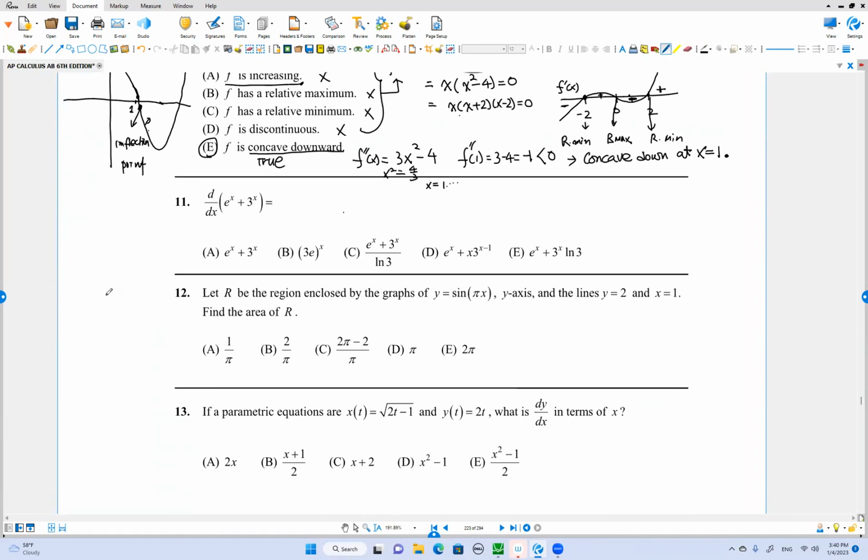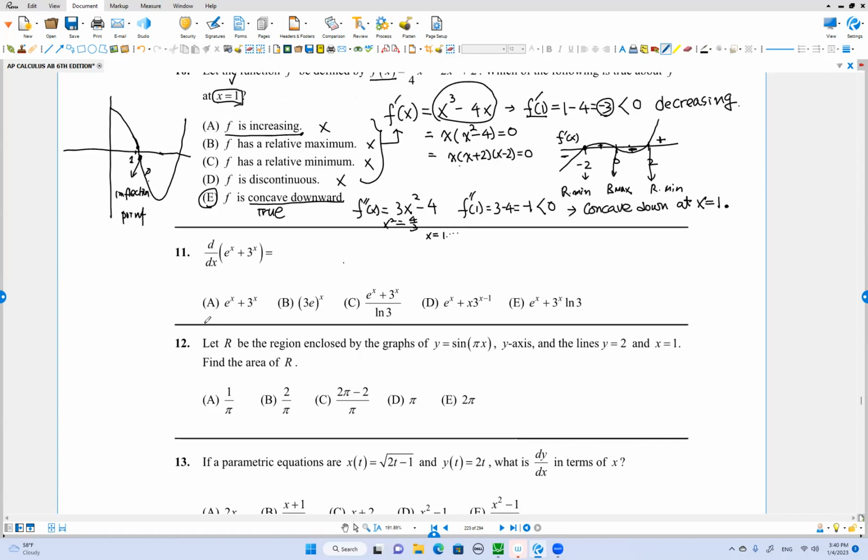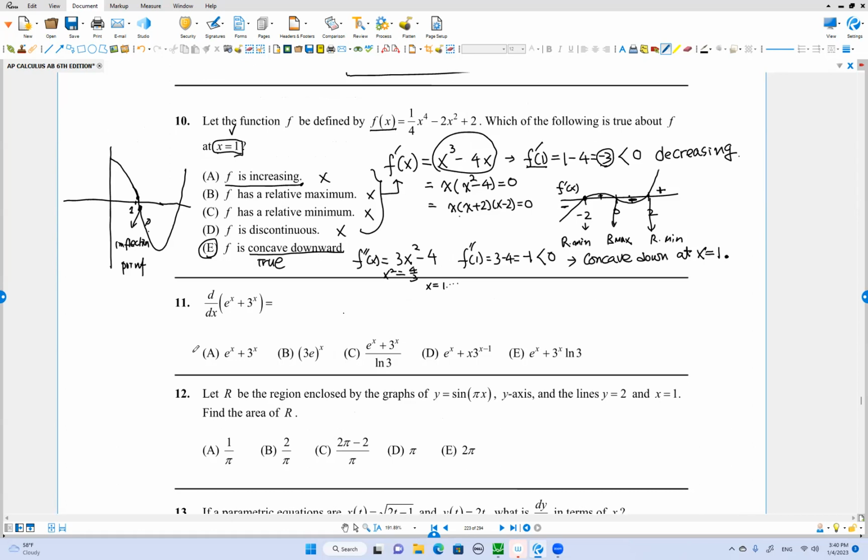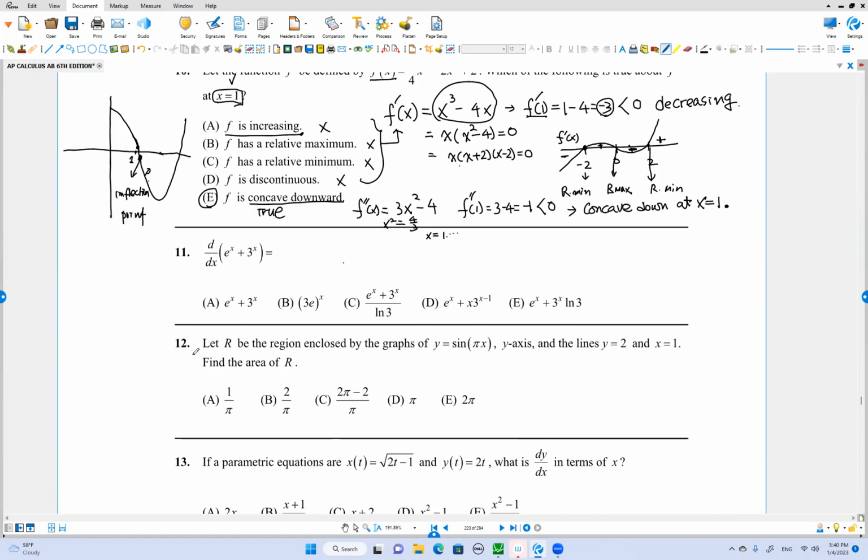Number 11, derivative of 2e to the x plus 3 to the x. Can you try this one by yourself? Do you remember the derivative of exponential functions, with base number e, or some other base? We bring ln of the base to the front. Once we do that, what? So, okay, can you try number 11?